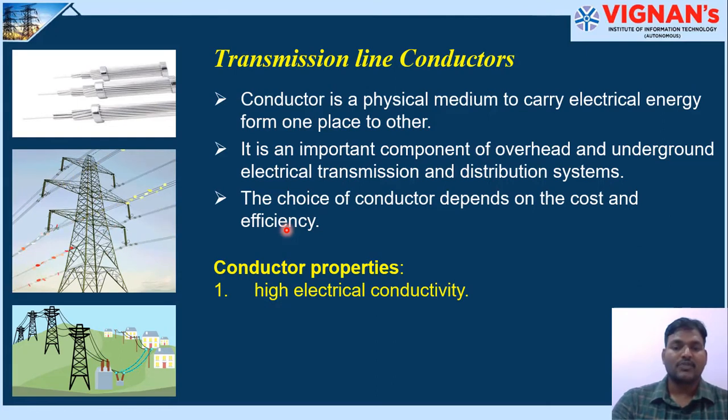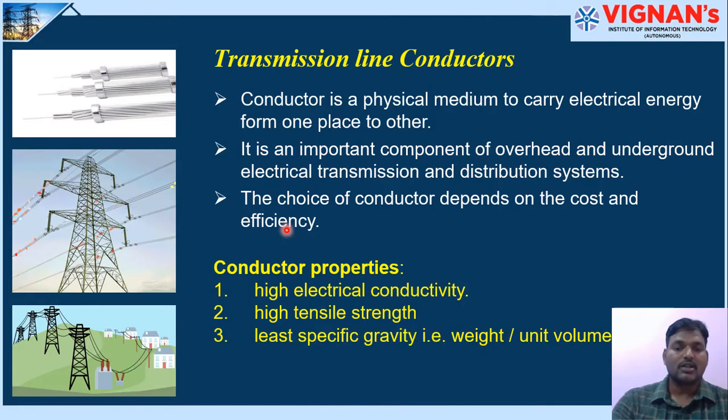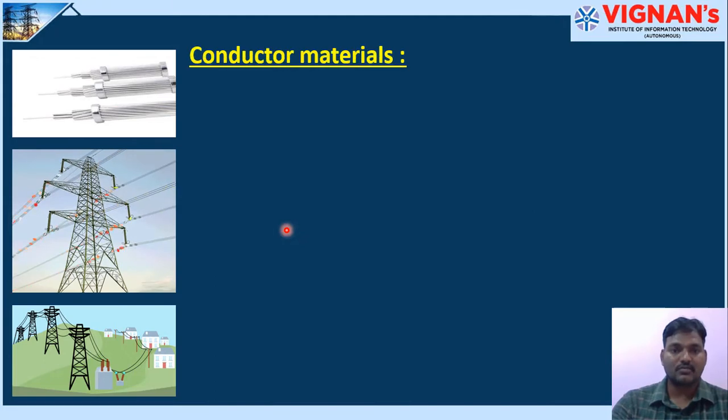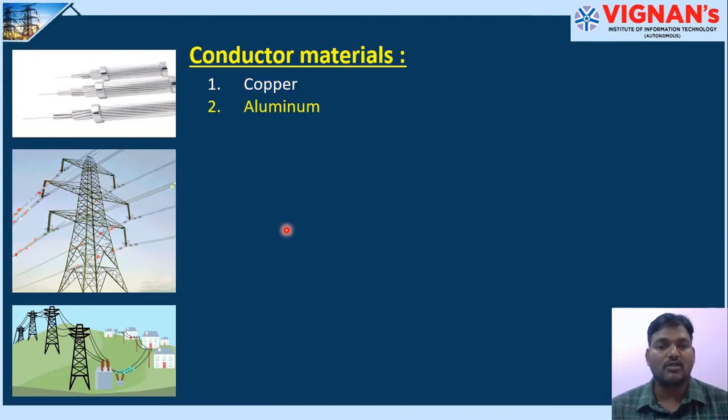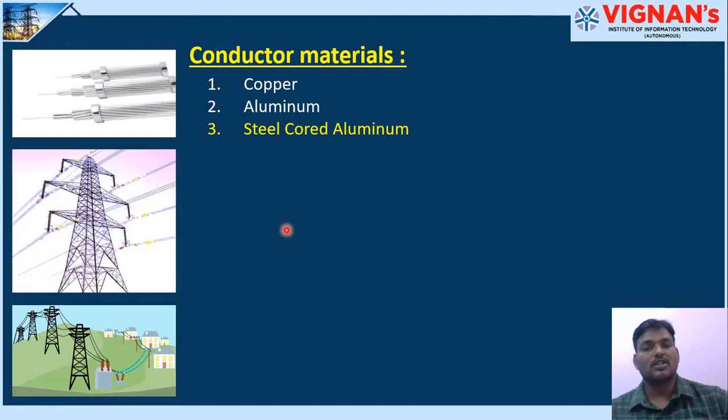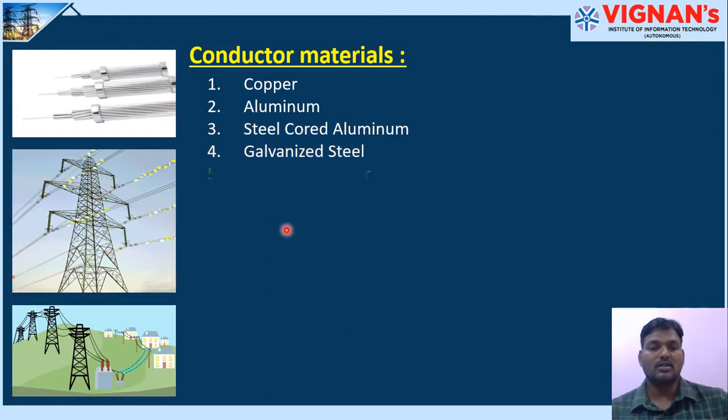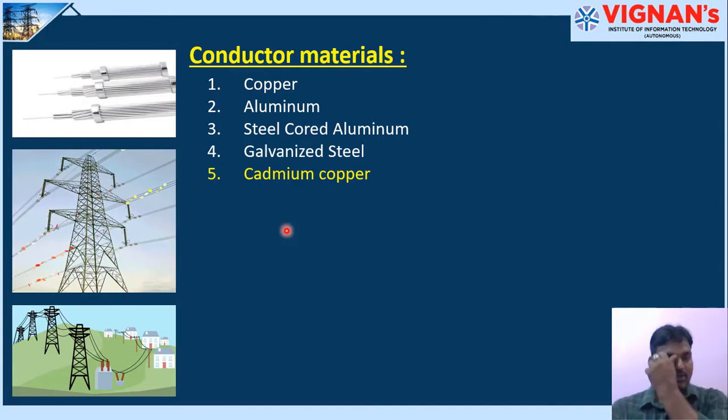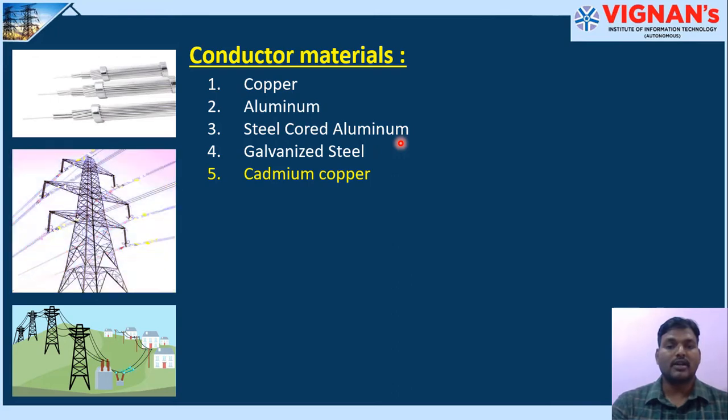Conductor properties are: it should have high electrical conductivity, good tensile strength, and less specific gravity. Specific gravity is defined as the ratio of weight to unit volume. It should have low cost; it must be inexpensive. There are five types of materials: copper, followed by aluminium, steel core aluminium, galvanized steel, and cadmium copper. Steel core aluminium is also called aluminium conductor, steel reinforced. These are the most commonly used conductors in high voltage power transmission systems.